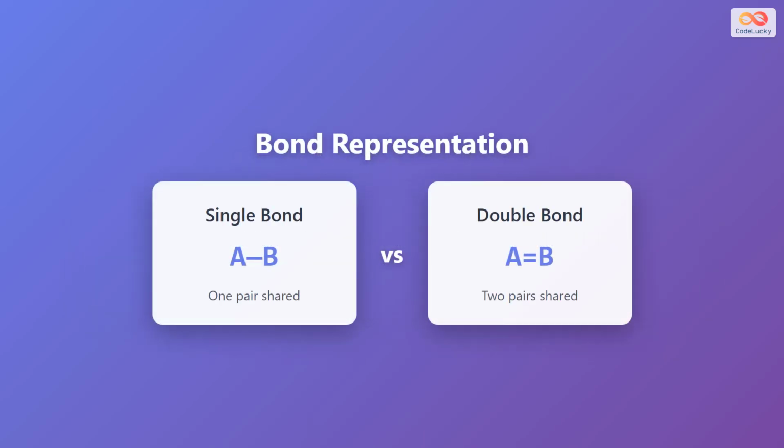In chemistry, we use different symbols to represent different types of bonds. A single bond is shown with a single line between 2 atoms, like A-B. A double bond, on the other hand, is represented by 2 parallel lines or an equal sign between the atoms, like A=B. This visual difference helps us quickly identify the type of bonding in a molecule.